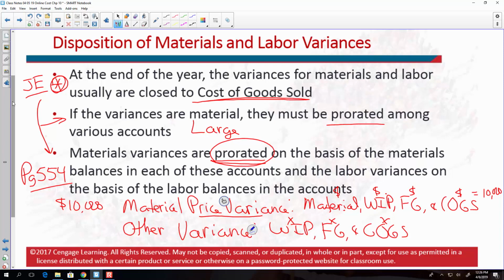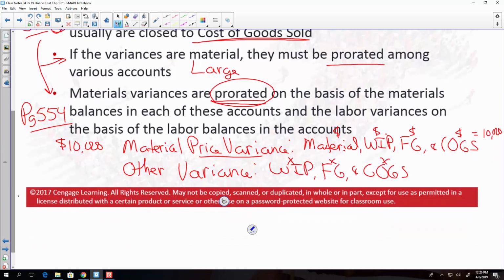And I want to identify one particular variance which is different, and that's the material price variance. Since we record that price variance when we purchase the product, we need to adjust our raw material inventory along with work in process inventory, along with finished goods inventory and cost of goods sold. That's 4 accounts versus what we normally have done, which is just WIP, finished goods, and cost of goods sold. We certainly will do that also, but in this case it's only on the other variances.